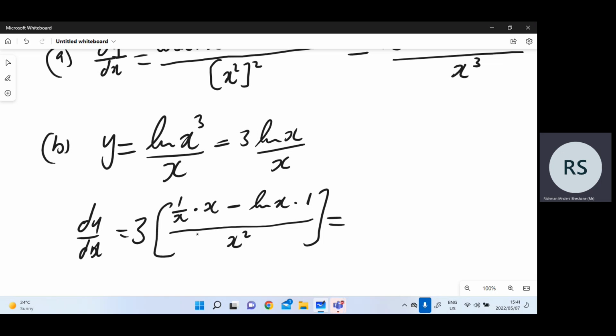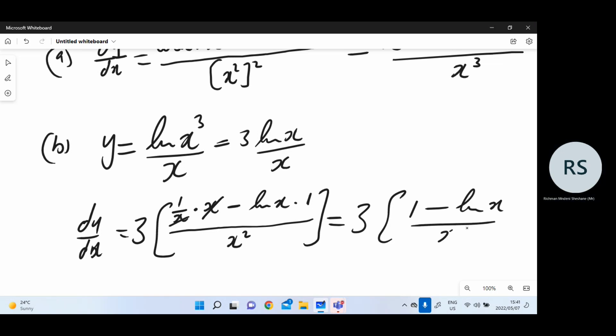So this is just a derivative, and the next step is to simplify. So always simplify when you do exercises or examples, okay? So this is 1 minus ln x over x squared, okay?